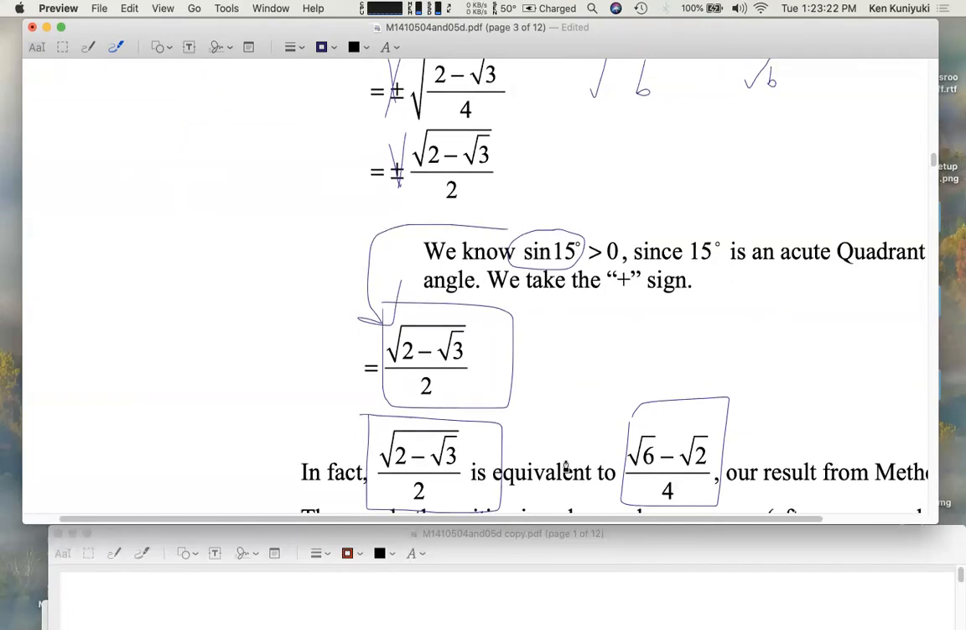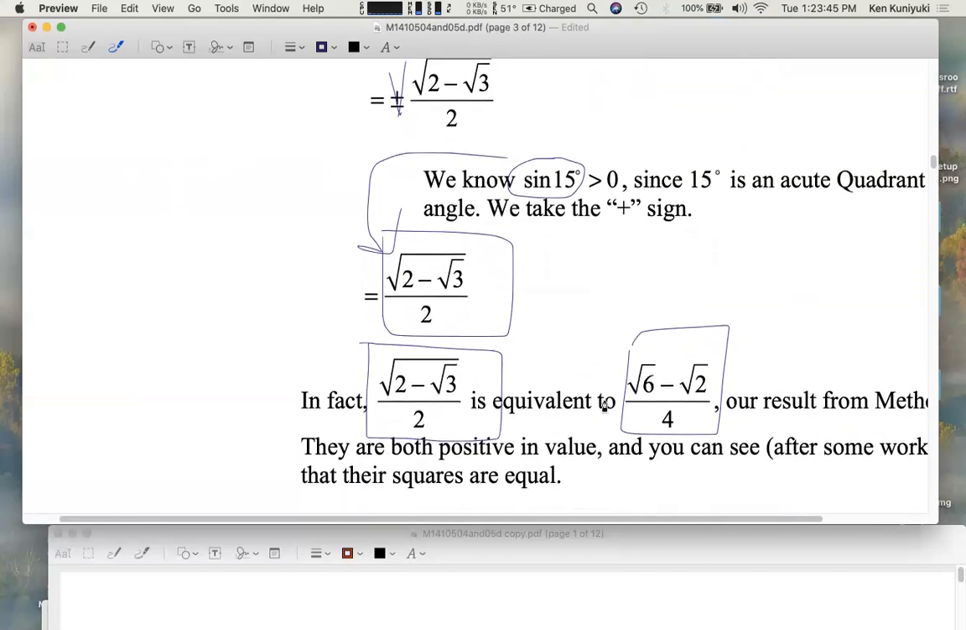As an exercise for you, you might convince yourself that these are equivalent if you square this, and you'll find the squares are equal. And since you know that sine of 15 degrees is positive, that's a very good sign, literally. Okay. Take the square of this, take the square of this, show that those are equal, and that should be pretty convincing.